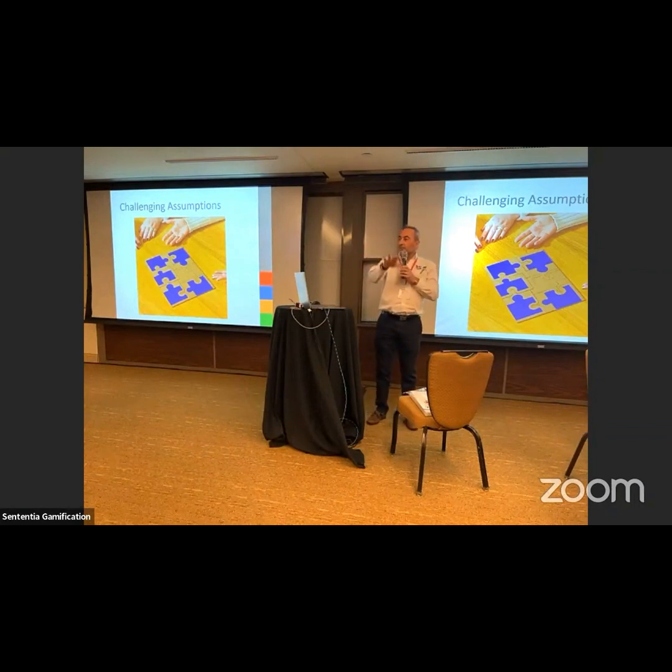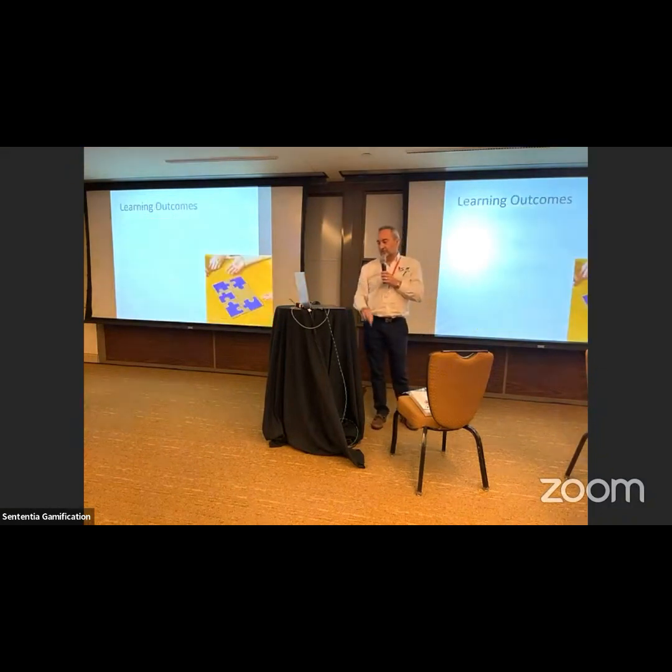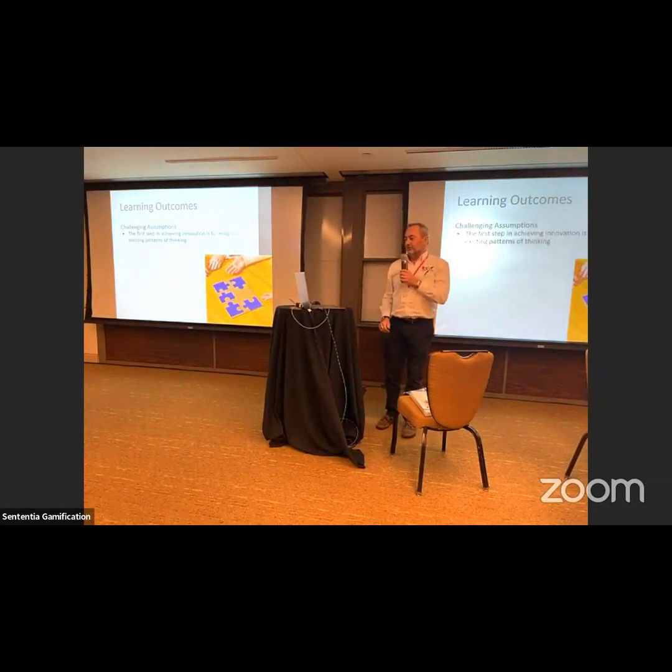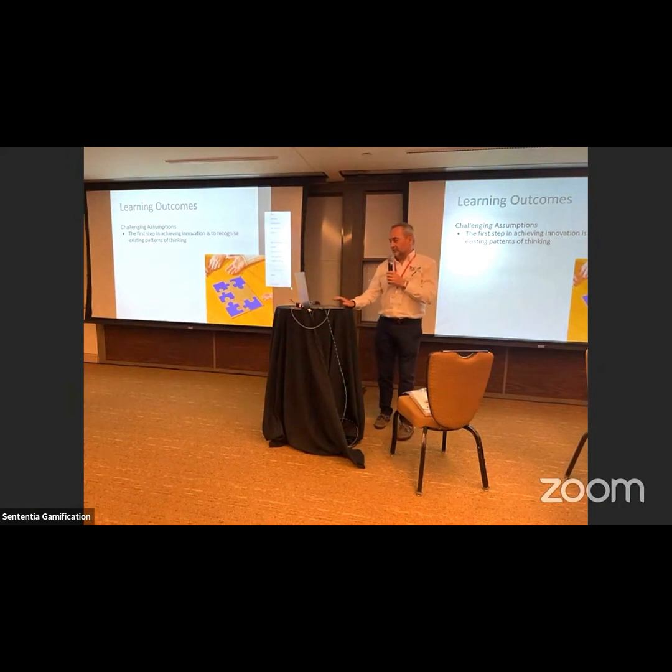So if we observe that behavior at the start, I know what you've done. I know you've made an assumption, and that assumption is based on memory. So the learning outcomes in this are relatively simple, and I'm sure you'll get them. The first step is to recognize existing patterns of thinking. So if it's unconscious and you can't recognize them, how can you change that behavior?